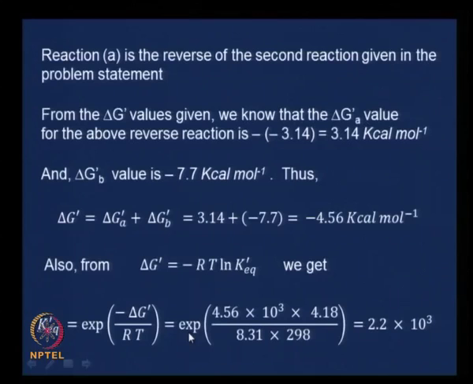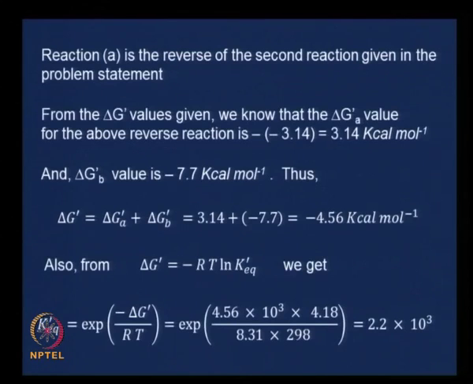Substituting the values, we get exponential of minus delta G dash, which is nothing but 4.56 into 10 power 3 calories per mole, multiplied by 4.18 to convert it into SI units, divided by 8.31, which is R in SI units, times 298 Kelvin, 25 degrees C, and that works out to be 2.2 into 10 power 3.